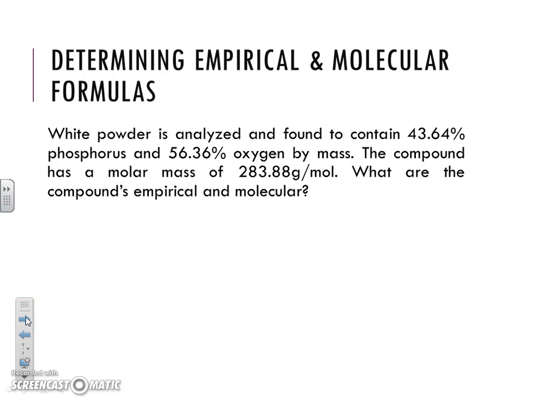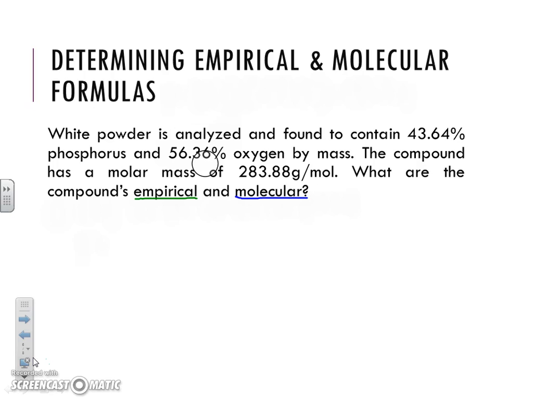If we have a white powder and we analyze it and it contains 43.64% phosphorus and 56.36% oxygen by mass, we know some information about this compound. Additionally, we also know that the compound has a molar mass of 283.88 grams per mole. Ultimately, we would like to figure out the empirical and the molecular formula of this compound.